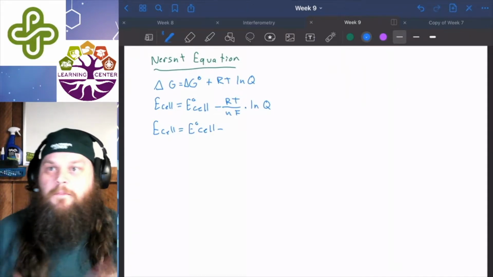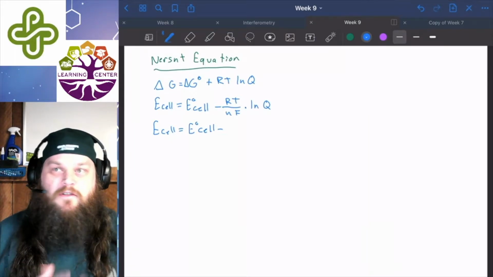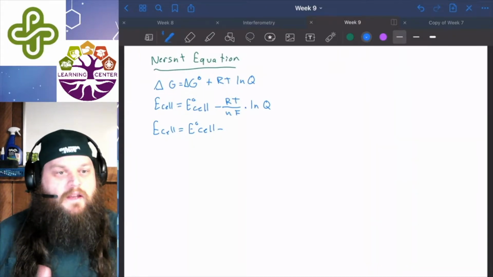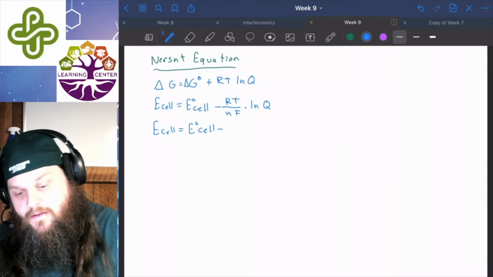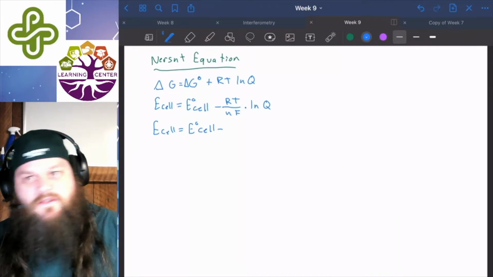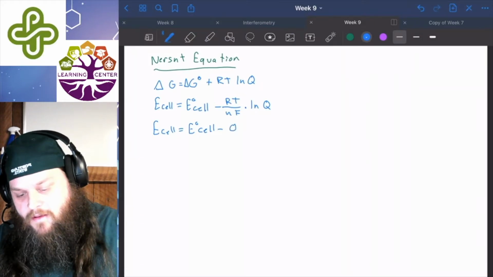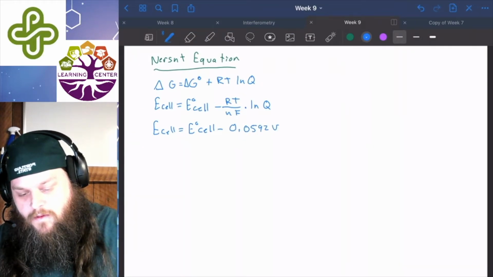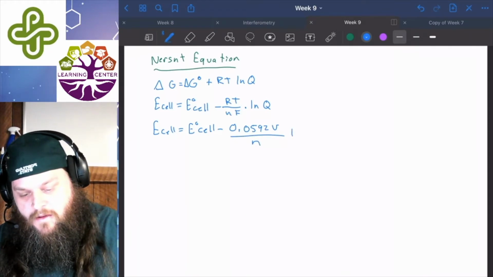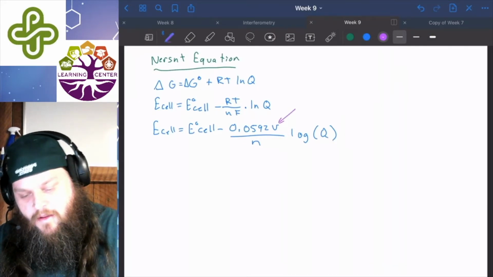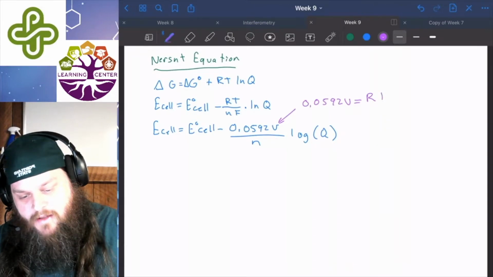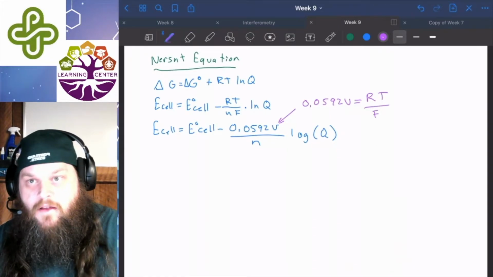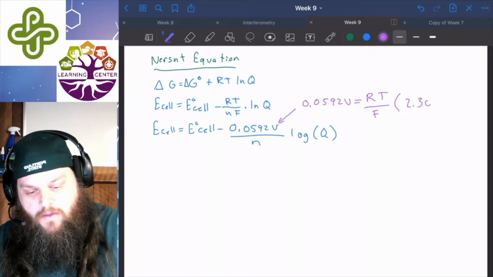Minus, and I'm going to combine the gas constant, our temperature, which is always going to be at room temperature, 25C or 298.15 Kelvin, divided by the Faraday constant, and then multiplied by this factor, which is 2.303, and it ends up being 0.0592 volts divided by our number of moles times log of Q. And again, this value I got by, I'll rewrite it up here, that's equal to the gas constant times the temperature divided by the Faraday constant times 2.303.